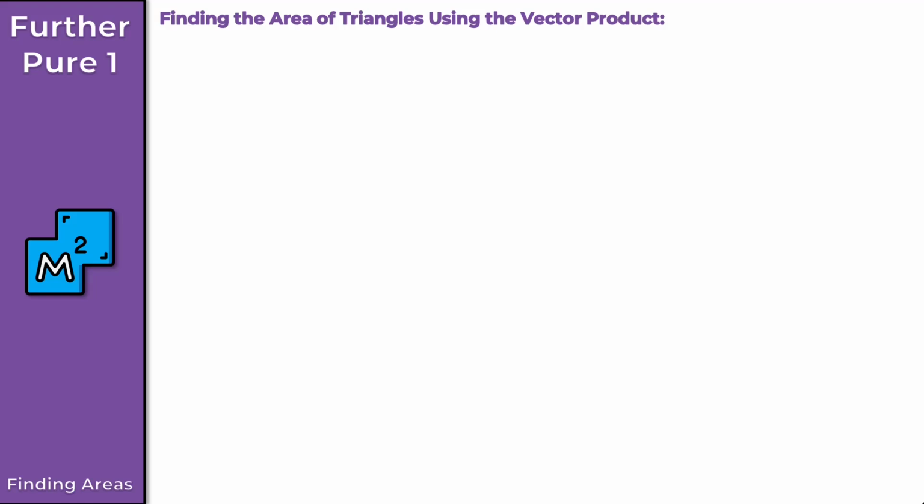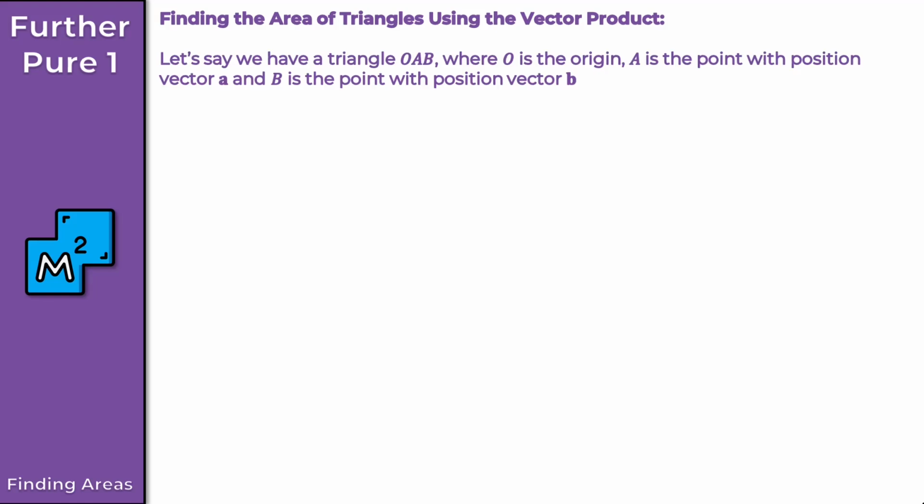To get us started, let's have a look at finding the area of triangles by using the vector product. Let's say that we have a triangle OAB where O is the origin, A is the point with position vector A, and B is the point with position vector B. If we draw that here, we get something like the following.